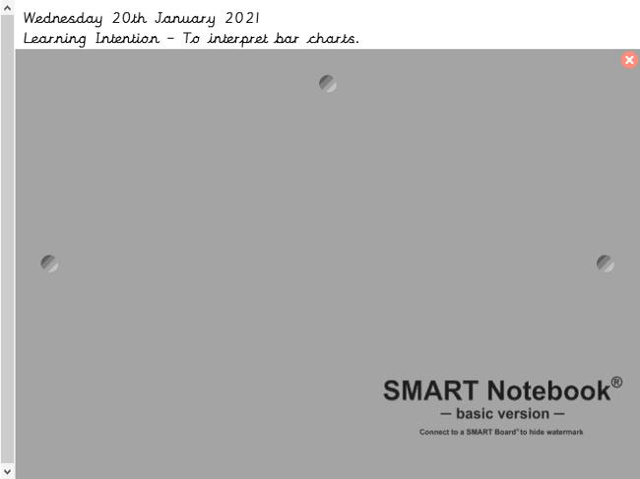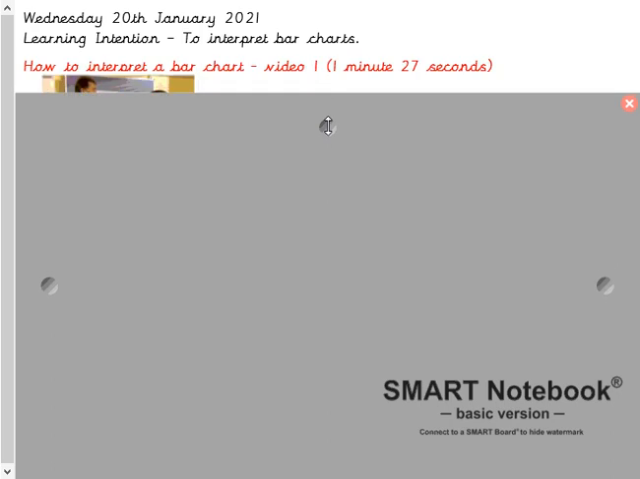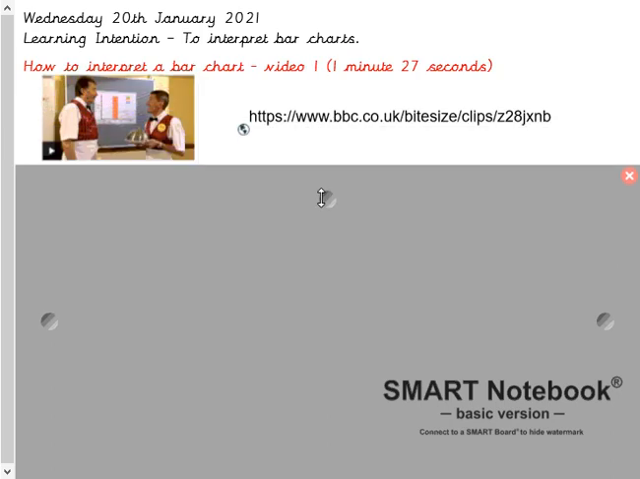Let's move on to the main part of your learning for today, and it is to interpret bar charts. Please write this into your blue book so we know what date the learning happened and what the learning intention was.